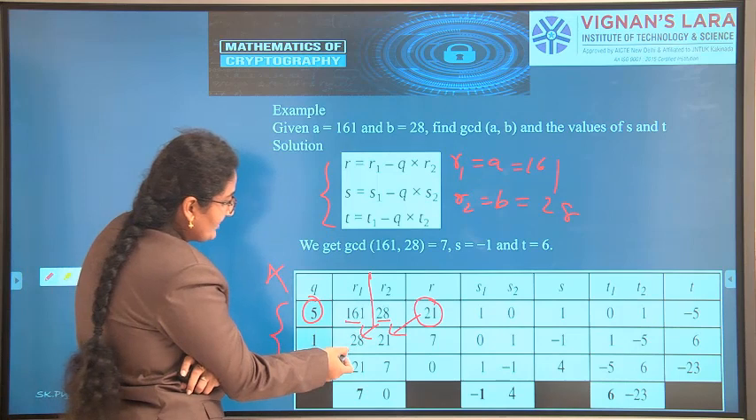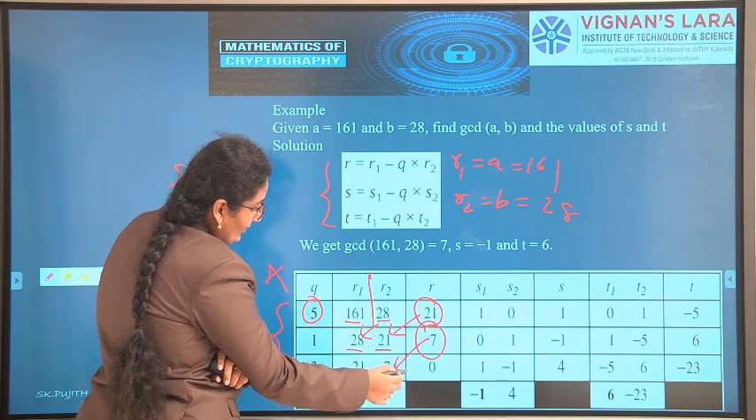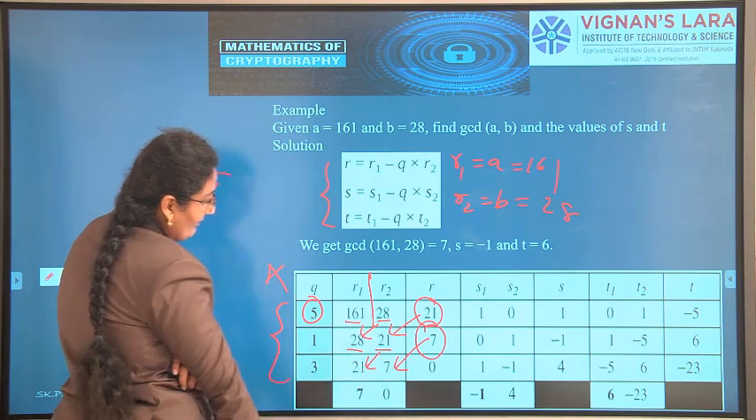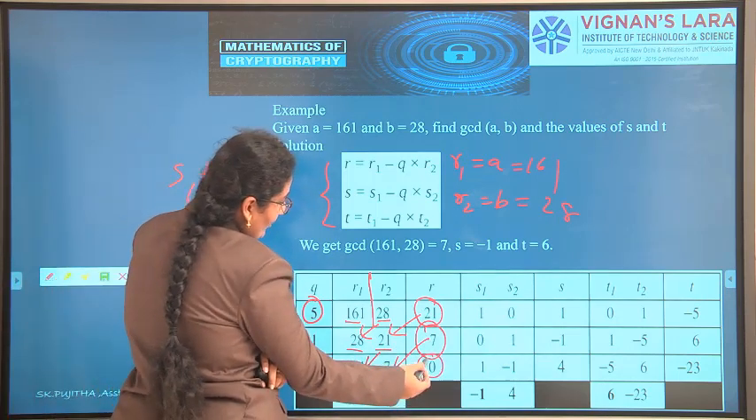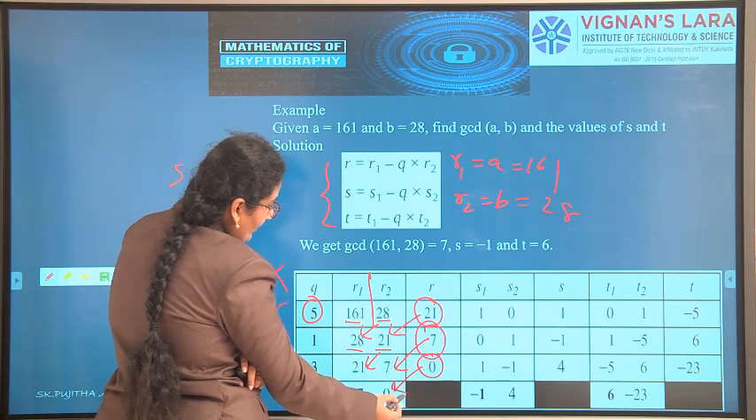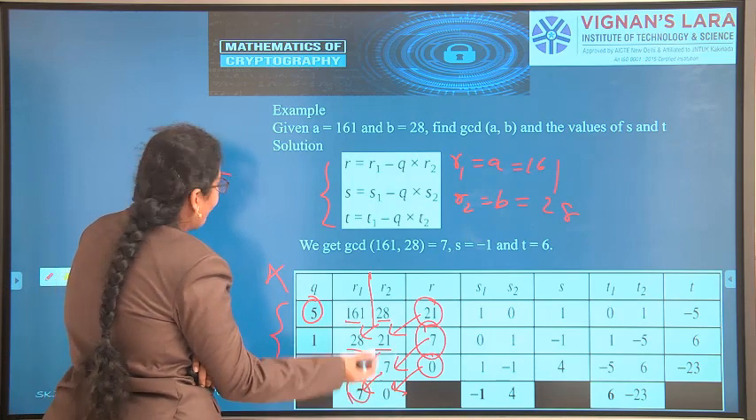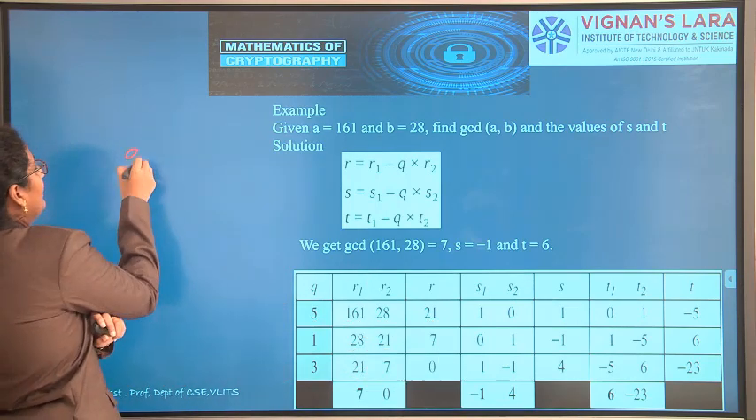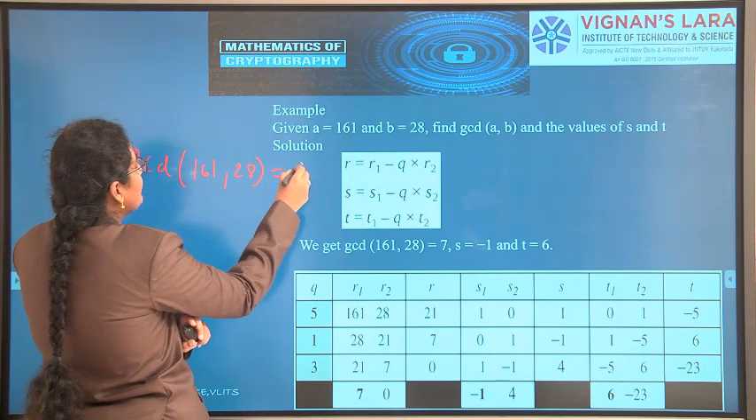Again divide 28 by 21. Remainder is 7. This 7 is given to R2, 21 is given to R1. Again dividing 21 and 7, remainder 0. This 0 is given to R2 and 7 is given to R1. Now GCD will be 7. GCD of 161, 28 will be 7.